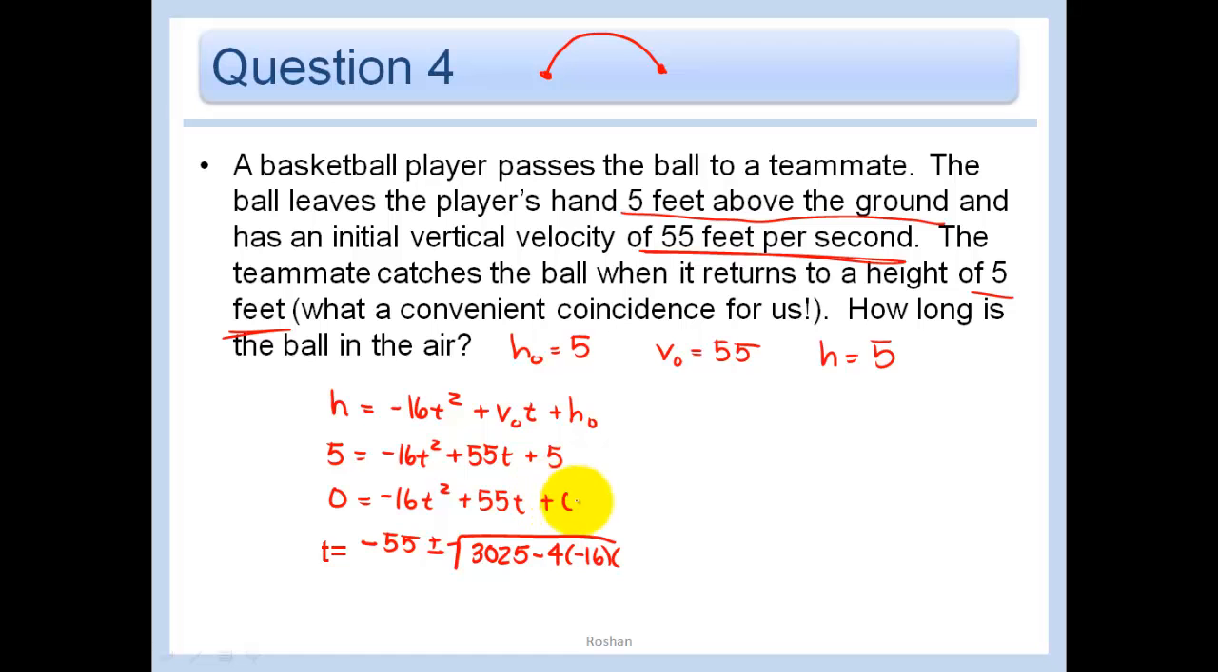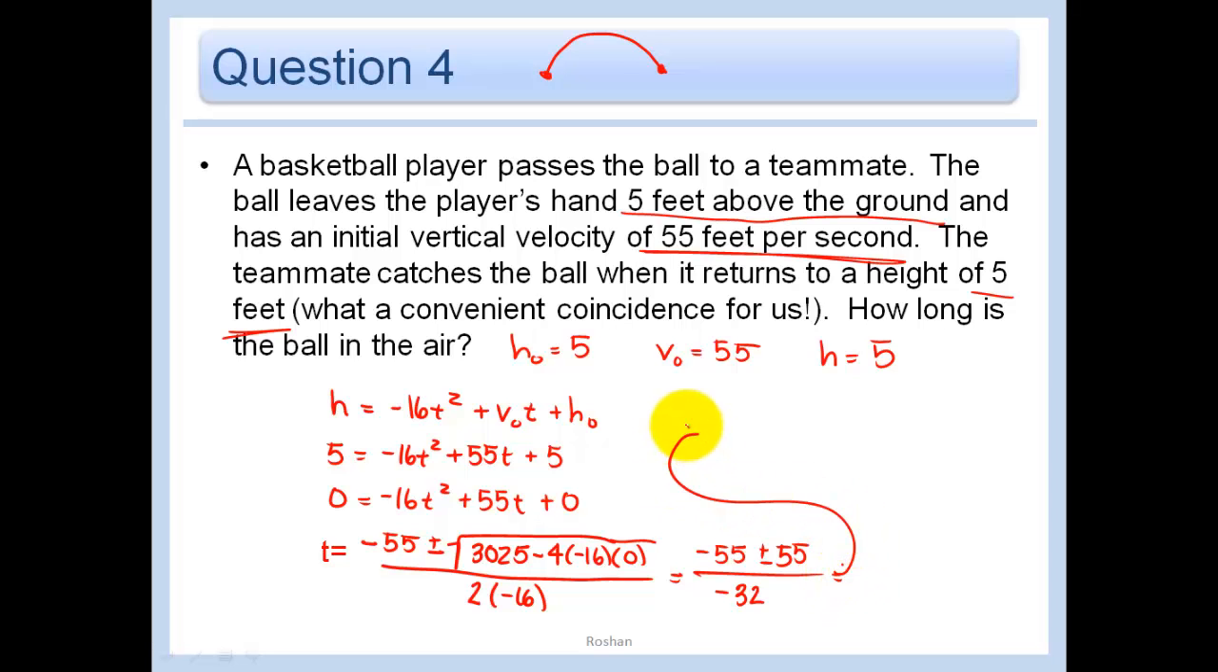And c is just 0, right? My constant here is just 0. Okay, so that's going to be nice for us, all over 2a. And so I have negative 55 plus or minus, well, I know the square root of 3025, because this is just 0, is 55, because that's how I got it, all over negative 32. And so I have two answers here.